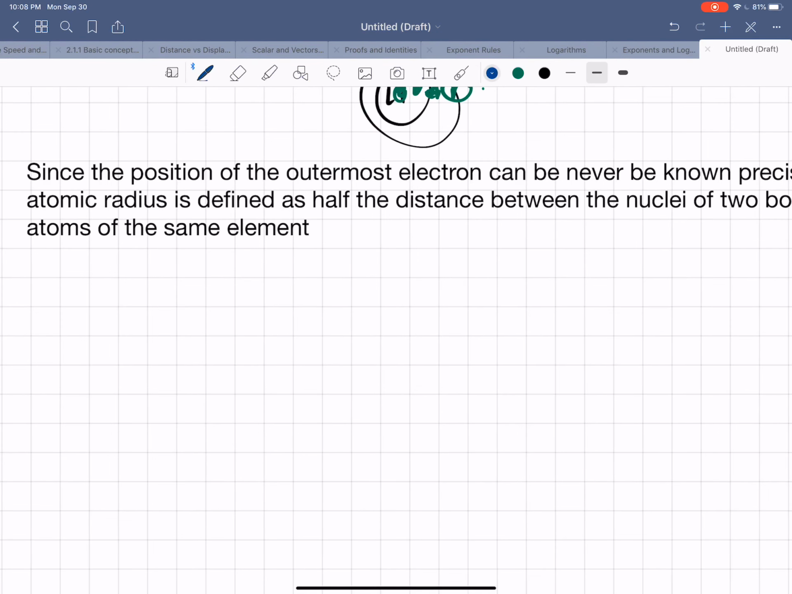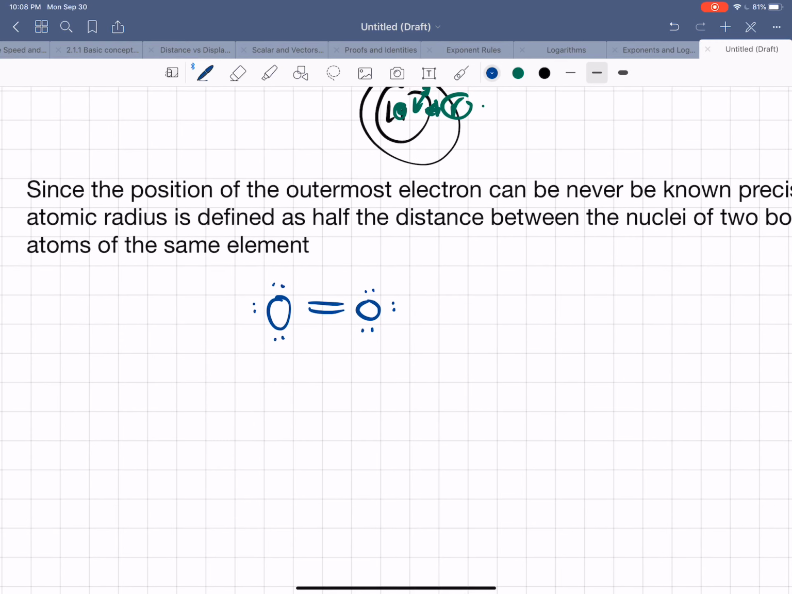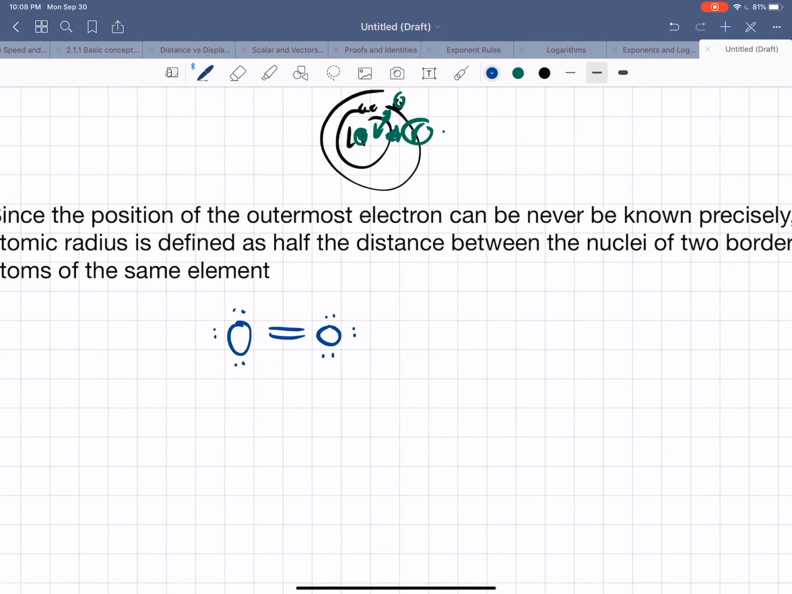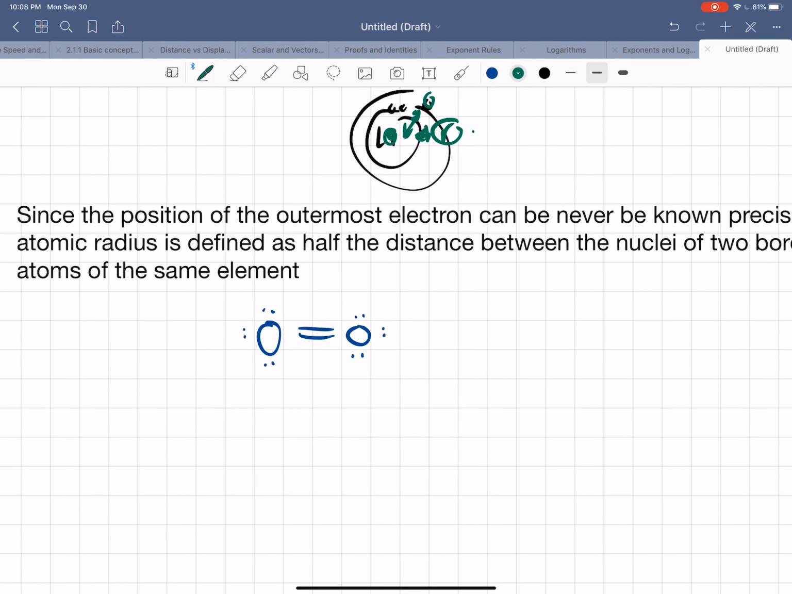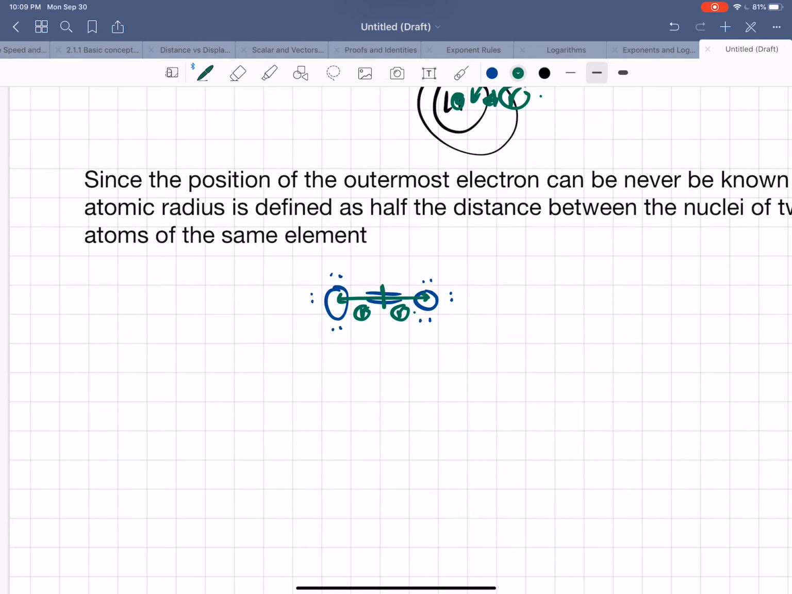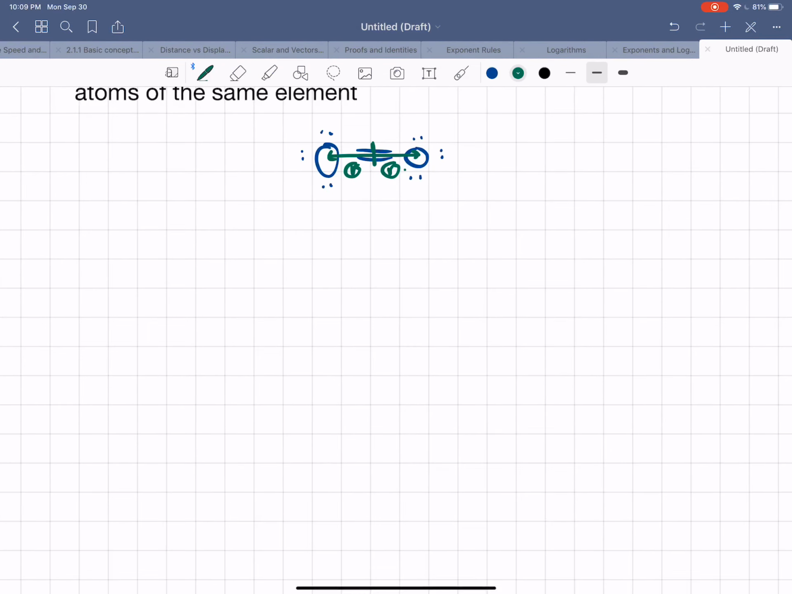a diatomic element like oxygen, the atomic radius is defined as half the distance between the nuclei of two bonded elements of the same kind. So if this is our distance from nucleus to nucleus, our radius is only half of that. Hopefully that makes a bit more sense.